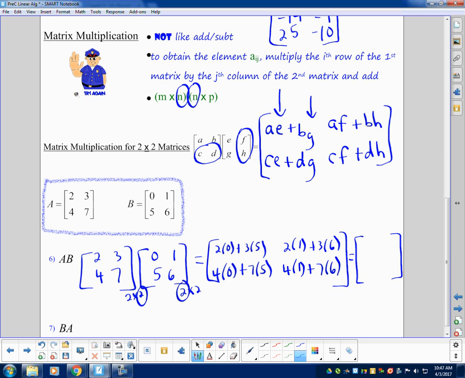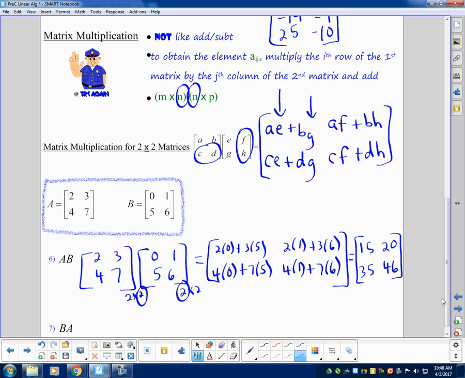So this equals the new 2 by 2 matrix, and it is 0 plus 15 is 15, 2 plus 18 is 20, 0 plus 35 is 35, 4 plus 42 is 46. So 15, 20, 35, 46.